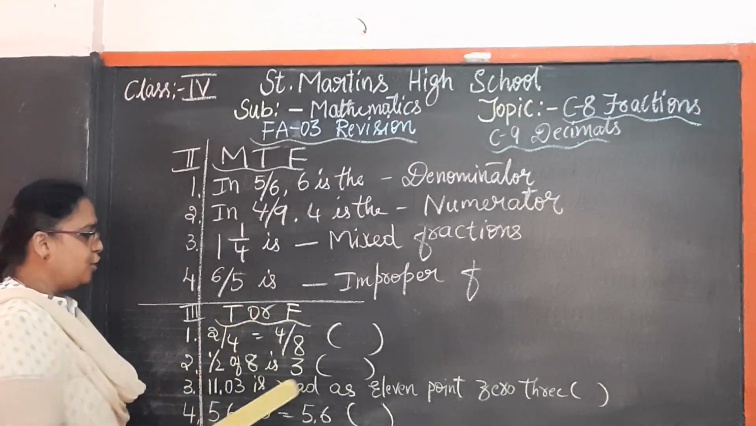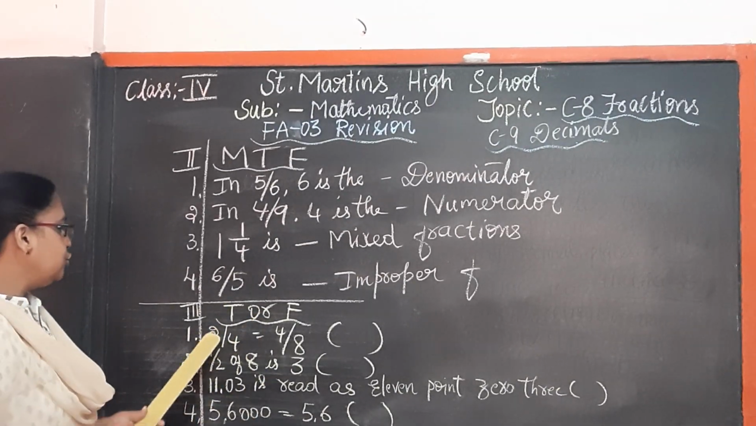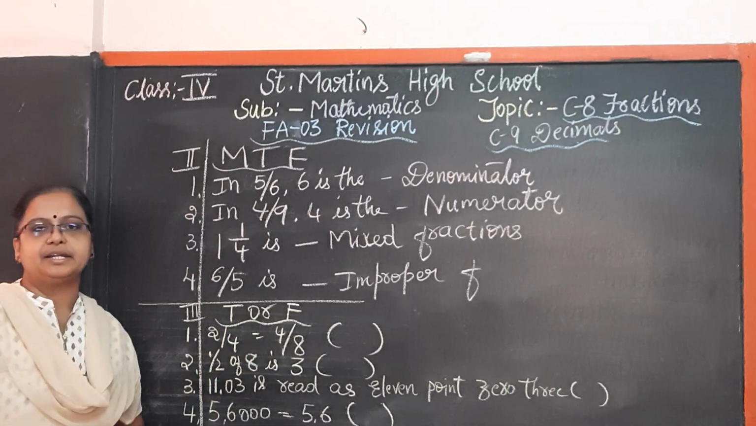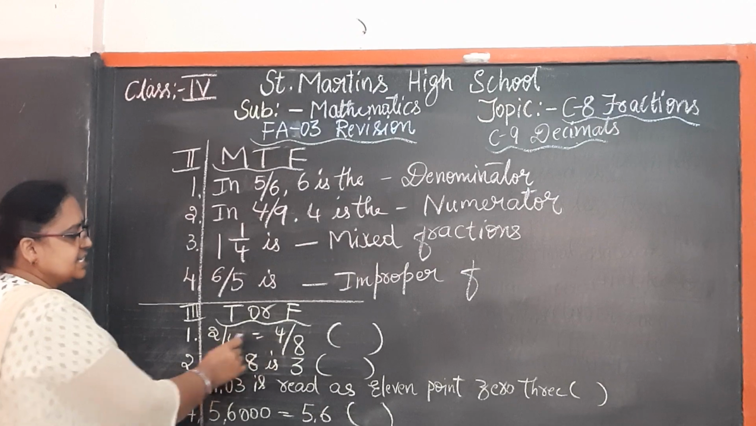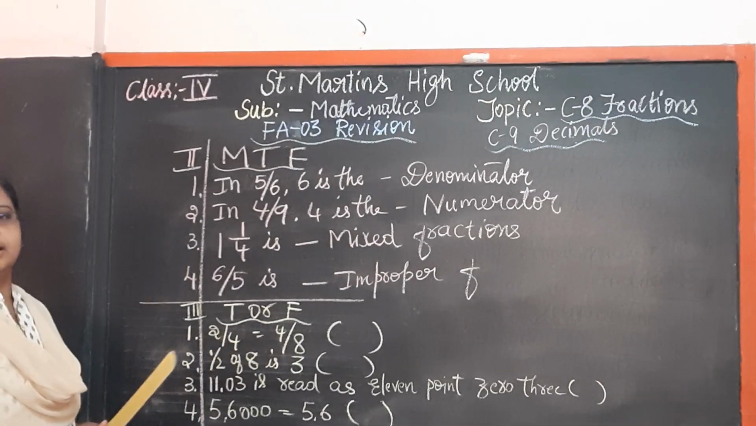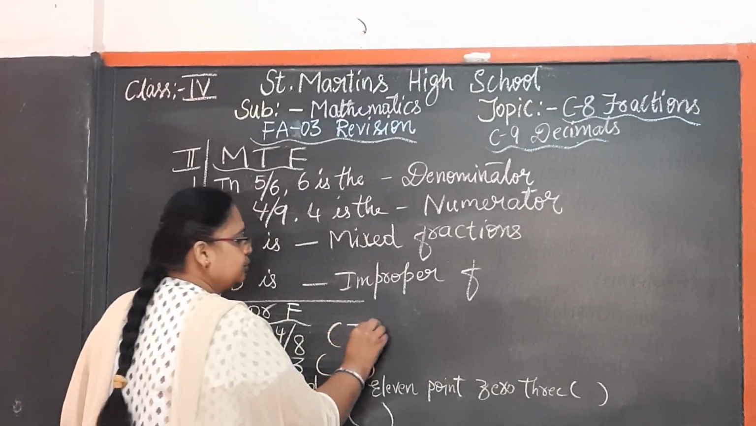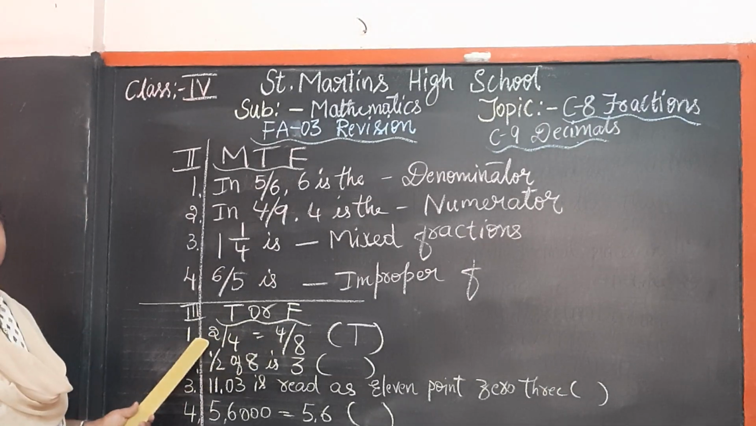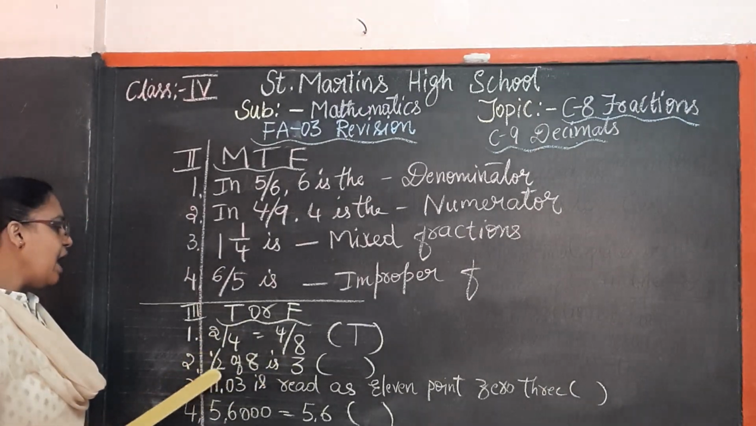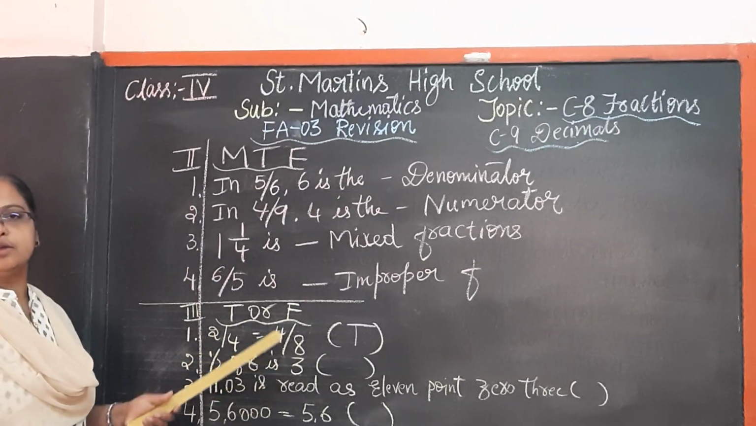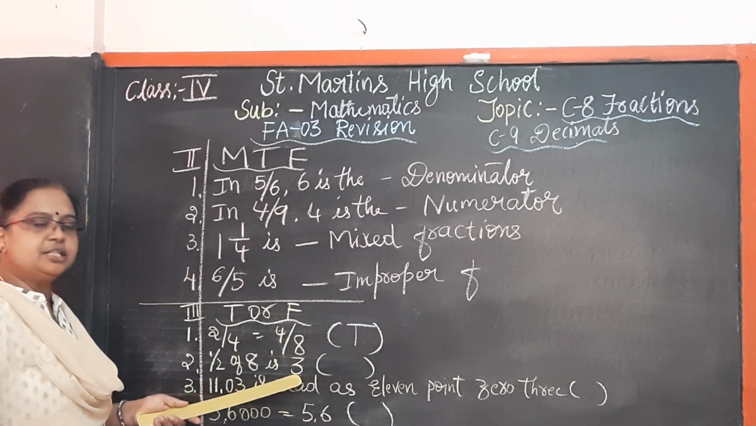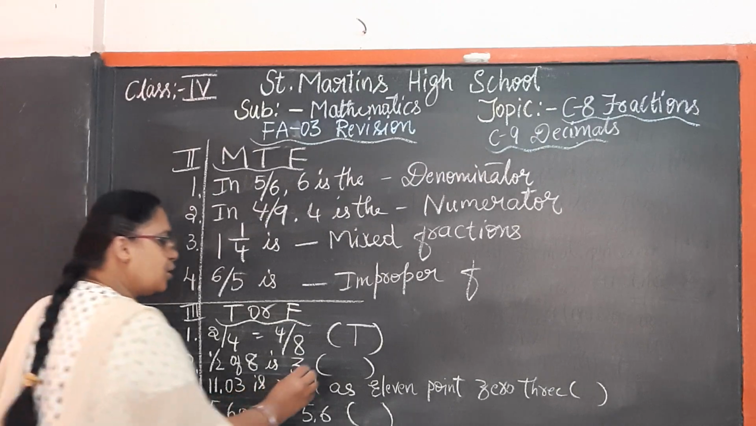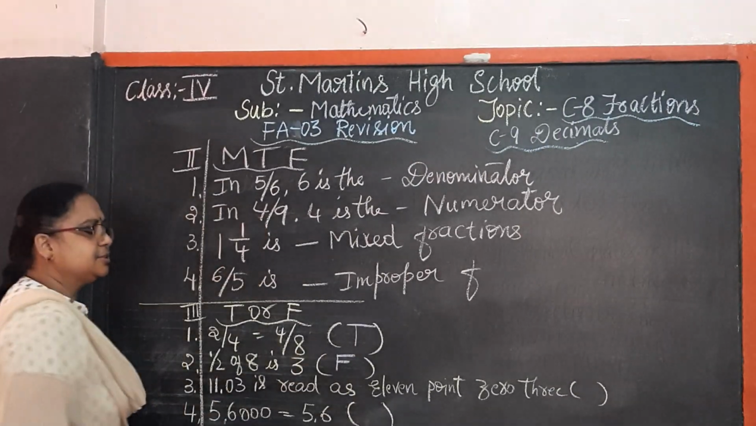Next, true or false? In this you should tell me, children, is 2 by 4 equal to 4 by 8? Yes. 2 2s are 4, 4 2s are 8. Yes, it is equivalent. So we call it true. Both are equal. Yes. Half of 8 is 3. Children, what is half of 8? Half of 8 is 4. If they have mentioned 3, is it right? No, it is wrong. So it is false.